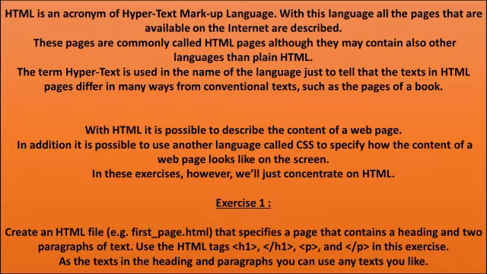The term hypertext is used in the name of the language just to tell that the texts in HTML pages differ in many ways from conventional texts, such as the pages of a book. With HTML, it is possible to describe the content of a web page. In addition, it is possible to use another language called CSS to specify how the content of a web page looks like on the screen. In these exercises, however, we'll just concentrate on HTML.